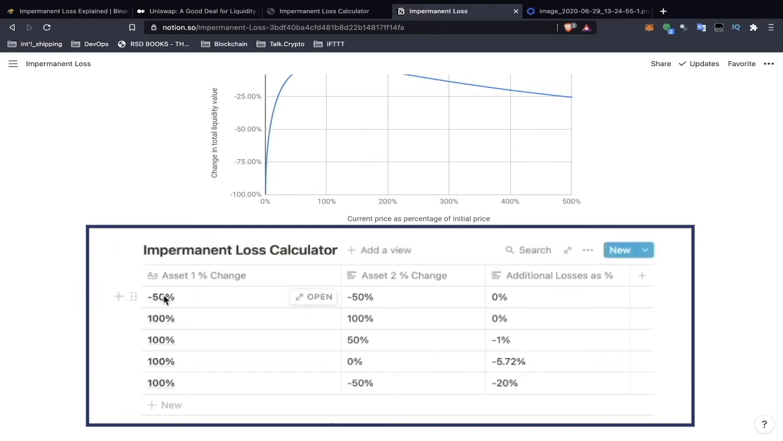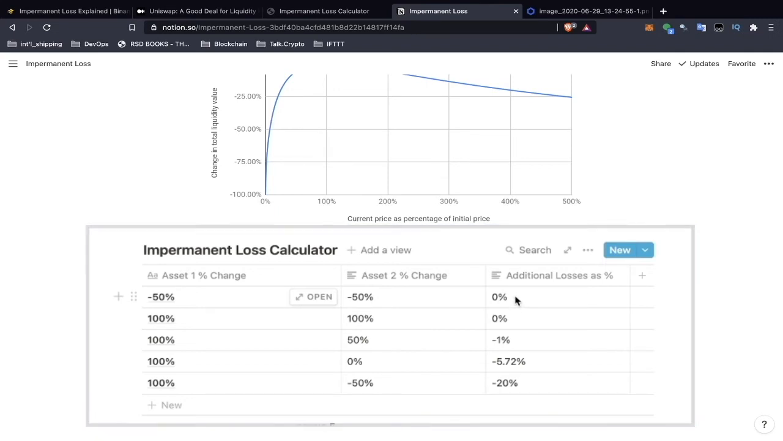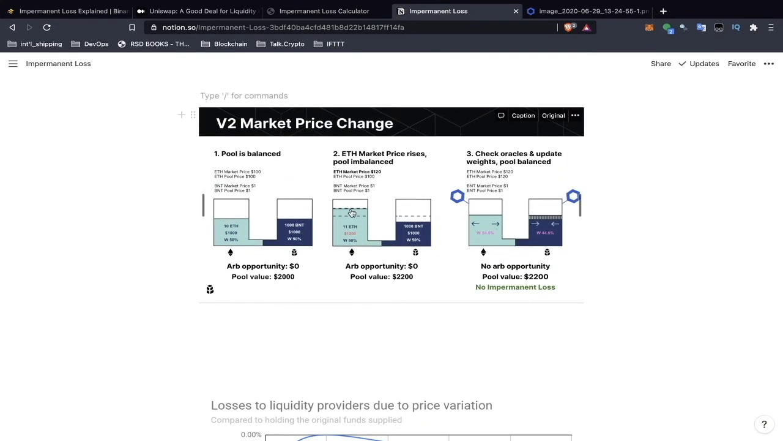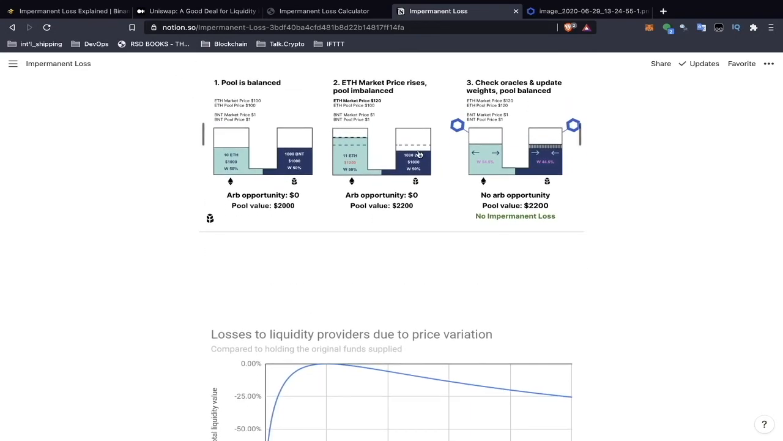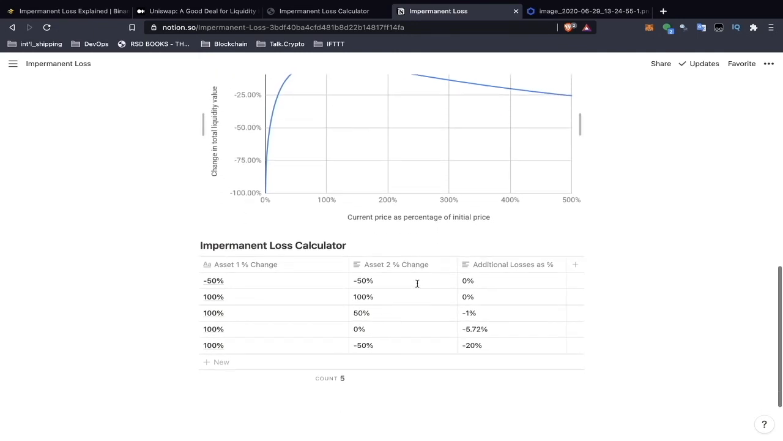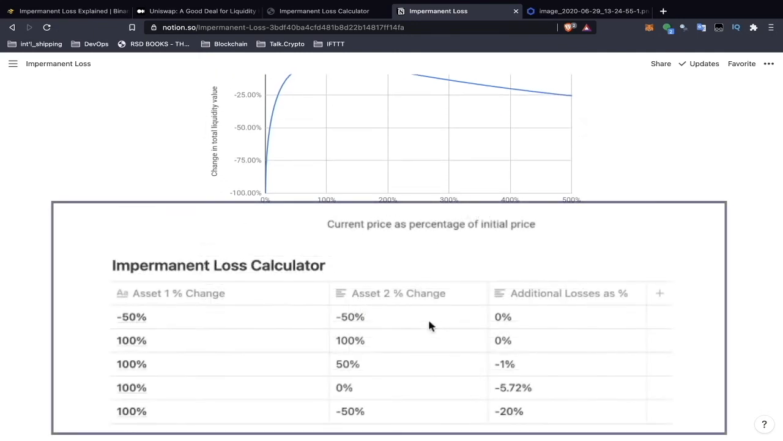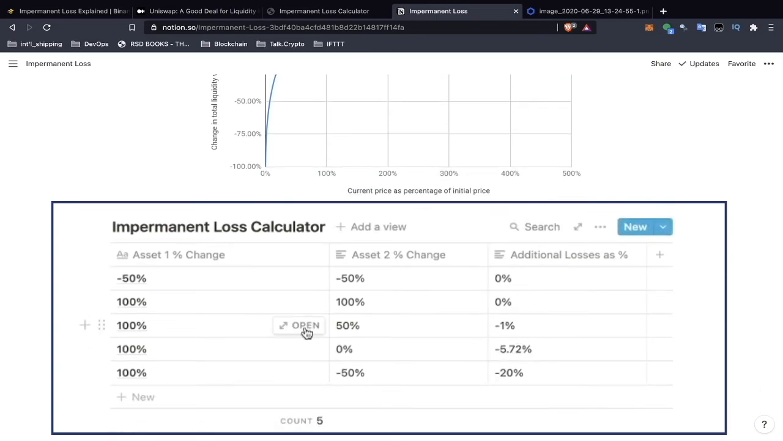So we see here if there's no change between the two, so asset 1 drops 50%, asset 2 also drops 50%, then there's no impermanent loss or additional losses from the swapping. So the impermanent loss, again, comes from the swapping between the two tokens. We don't get all of the gains from the increase in ETH because we are swapping always to balance out the pool. So again, this imbalance and rebalance is why we experience the impermanent loss.